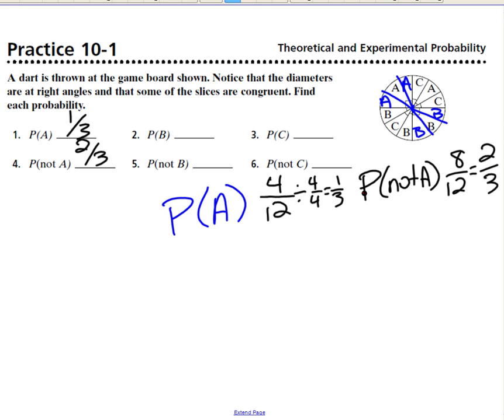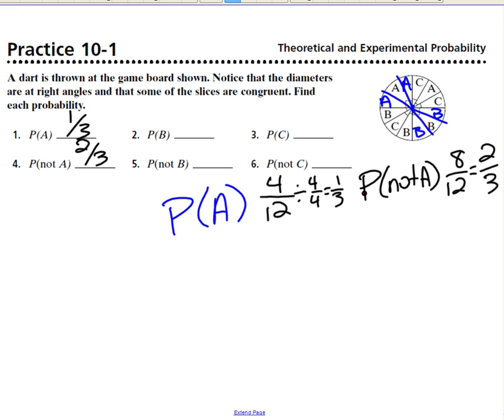Okay, so now we look. We're saying if we count up how many spaces don't have an A on them, how many are there? 8. That's where that came from. All you have to do is add 12 minus 4.